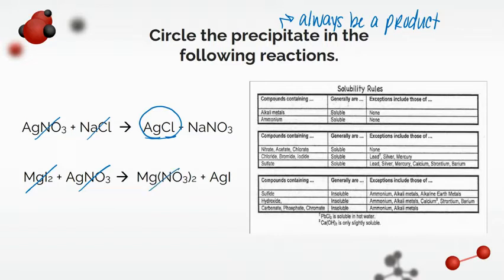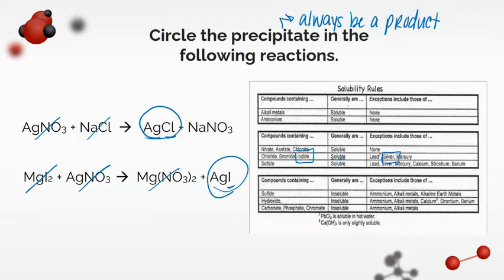So let's look at the second one. And here we have silver iodide. And we can look at the solubility rules. Compounds containing iodides are soluble except silver. So this would be our precipitate. Because remember, our precipitate is a product that is insoluble.